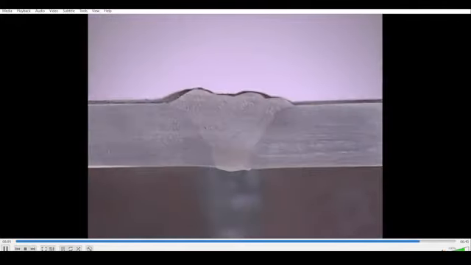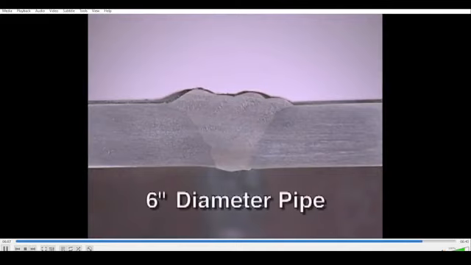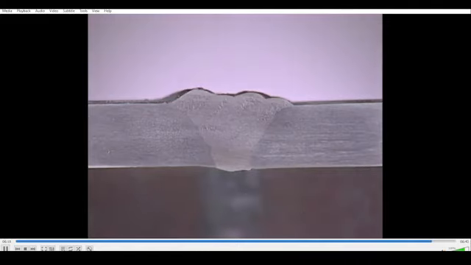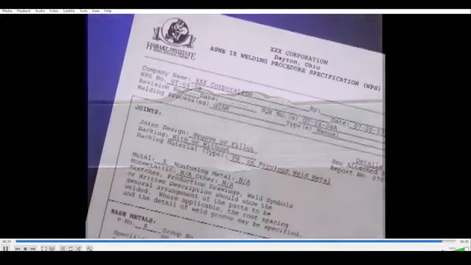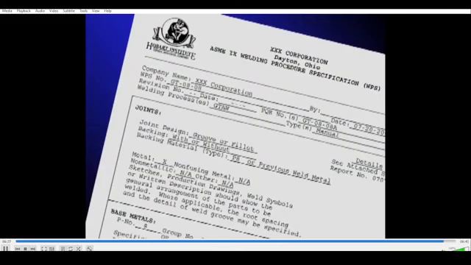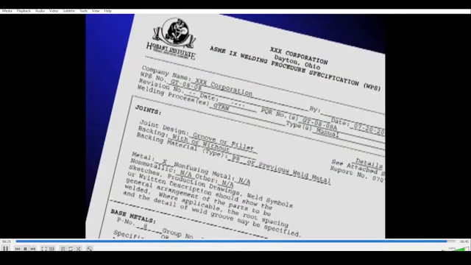However, on larger wall thicknesses and larger diameter pipe, only the first and possibly the second passes are deposited with gas tungsten arc. The remaining passes are deposited with a higher deposition process, most commonly the shielded metal arc or the flux cored arc welding process. The type of joint design, type of material, and the method of welding the joint all depend on the specifications as noted on the welding procedure.